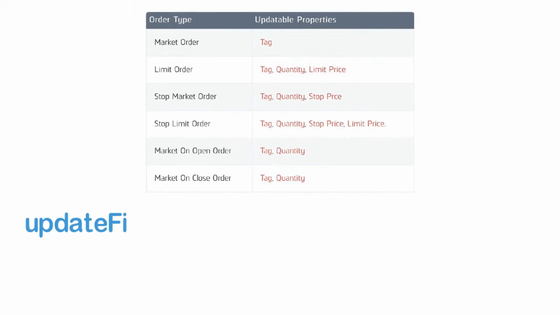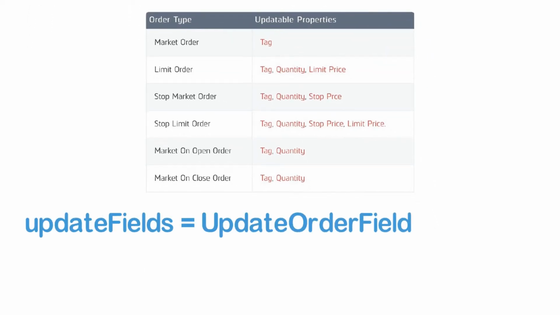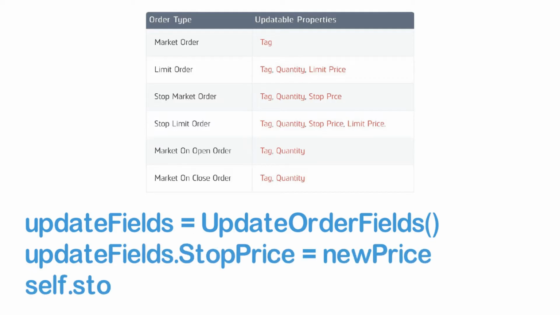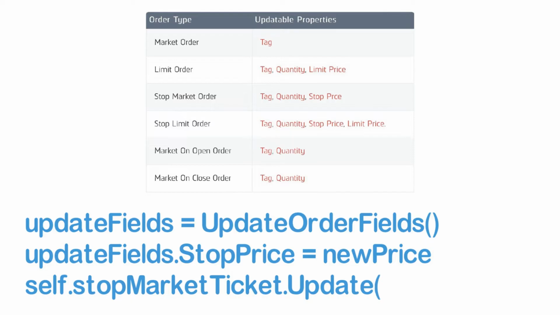Updating the stop price of a stop order while the price of the security rises is one way to create a trailing stop order. To actually update an order, you need to create an update order fields object and then specify the properties that you want to update. You can then pass this object into the update method on the given order ticket. I will show this in a more detailed manner later when we code the actual trading bot.